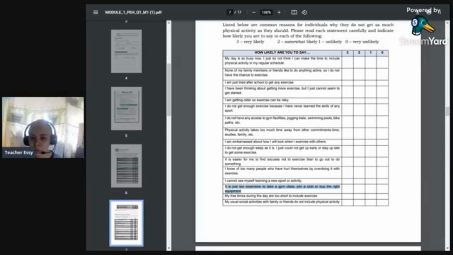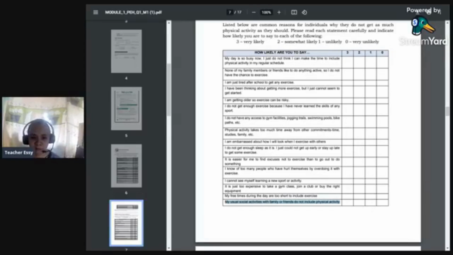Number 16. My usual social activities with family or friends do not include physical activities. So it means when you do things with your family or when you do things with your friends, usually hindi siya physical activity, maybe resto, or maybe you're playing mobile games. So usually when you do activities with your friends or family, hindi siya physical activity, hindi siya riding a bike, hindi siya exercise, not like those activities. Okay? That's number 16. 6 more.